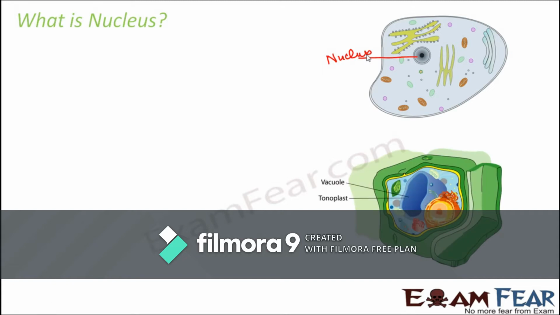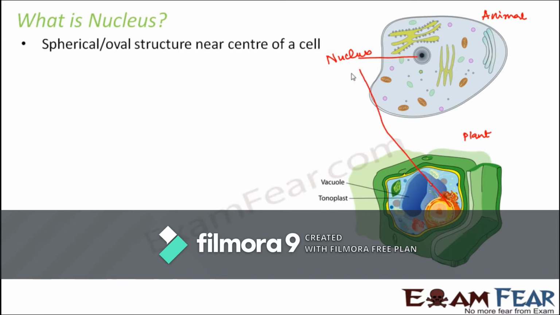And this nucleus is present in both animal cell as well as a plant cell. So this is an animal cell. And this one is a plant cell. So here also you can see a prominent spherical structure here, and this structure is nucleus. So nucleus is a spherical or oval structure near the center of a cell. Now it is not always present at the center.